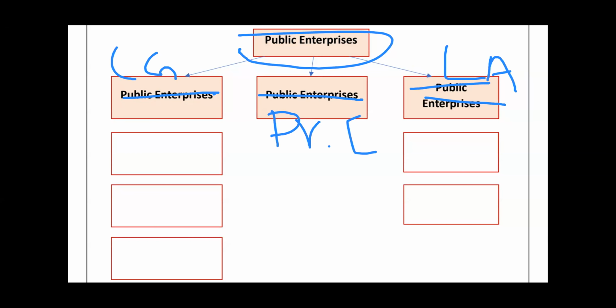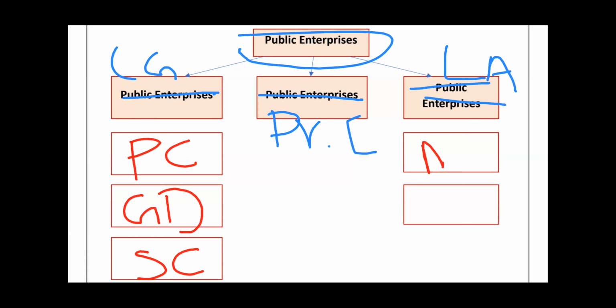Under central government undertaking, you have three businesses which you are studying in the syllabus, which are public corporation, government departments, and state companies. Public corporation, government department, and state companies. And under local authority undertaking, you have municipal council undertaking and urban council undertaking. Great.